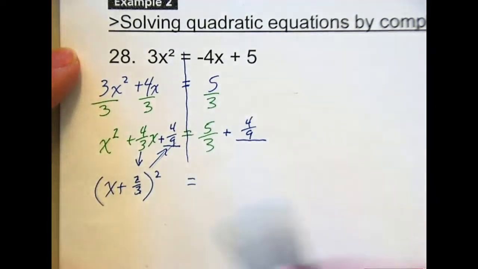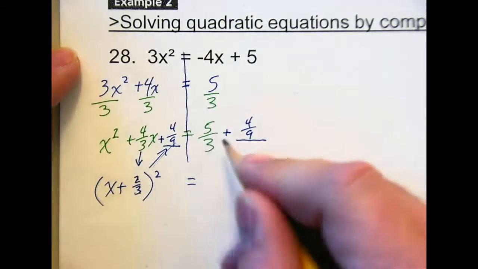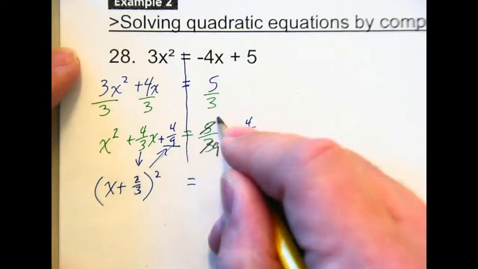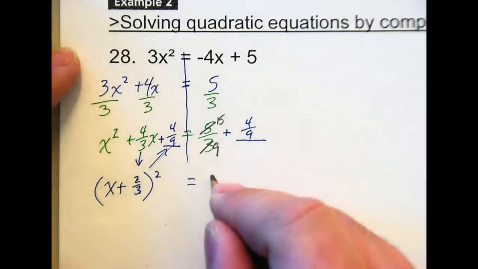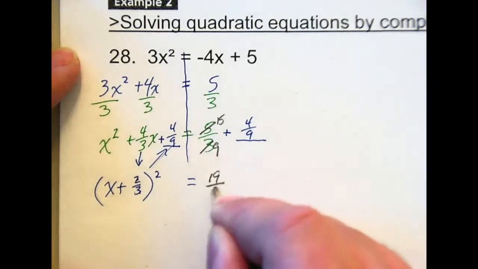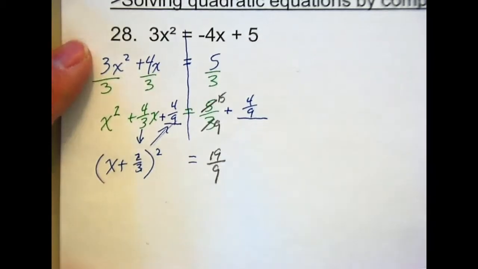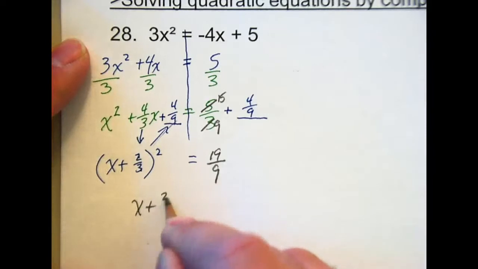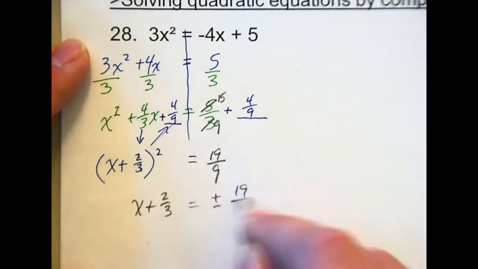Not too bad, though. Like 3 goes into 9. How many 9ths is 5/3? Going to multiply that by 3 to make a 9. Multiply this by 3 and make it 15. 4/9 and 15/9 is 19/9. I now take the root of both sides. I get x plus 2/3 equals plus or minus the square root of 19/9.